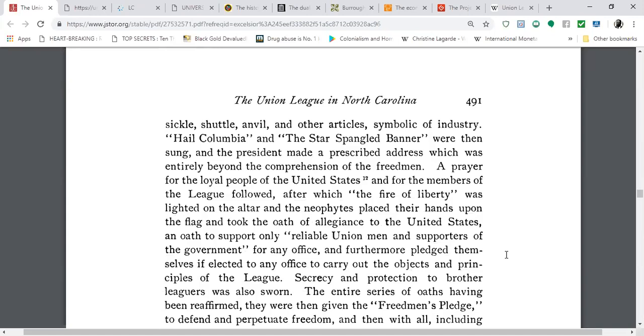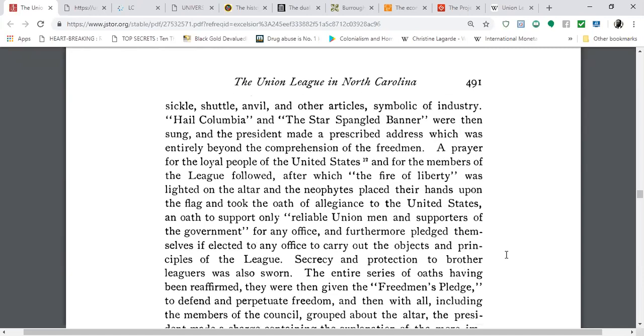Hail Columbia and the Star Spangled Banner were then sung, and the president made a prescribed address, which was entirely beyond the comprehension of the freemen. A prayer for the loyal people of the United States and the members of the League followed, after which the fire of liberty was lighted on the altar, and the neophytes placed a hand upon the flag and took an oath of allegiance to the United States, an oath to support only reliable Union men and supporters of the government for any office, and furthermore pledged themselves to elect to office only those who would carry out the objects and principles of the League.